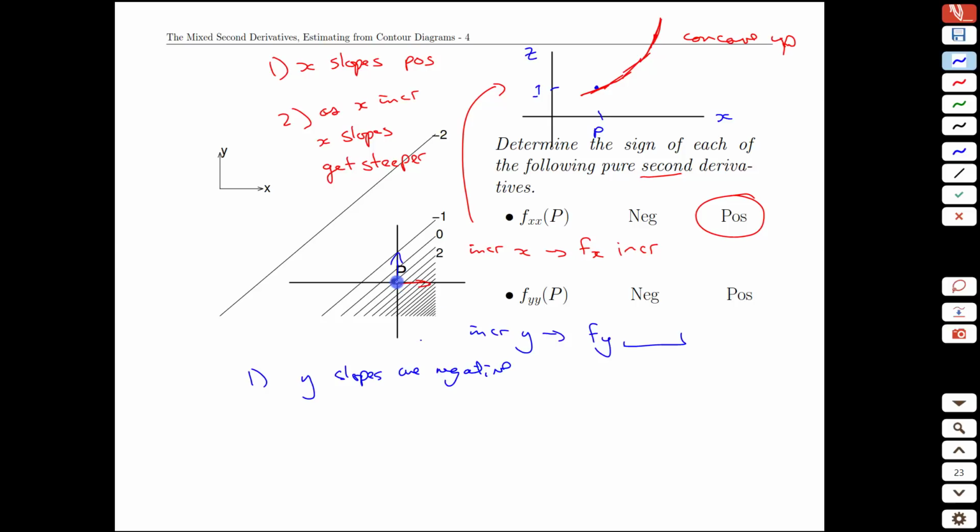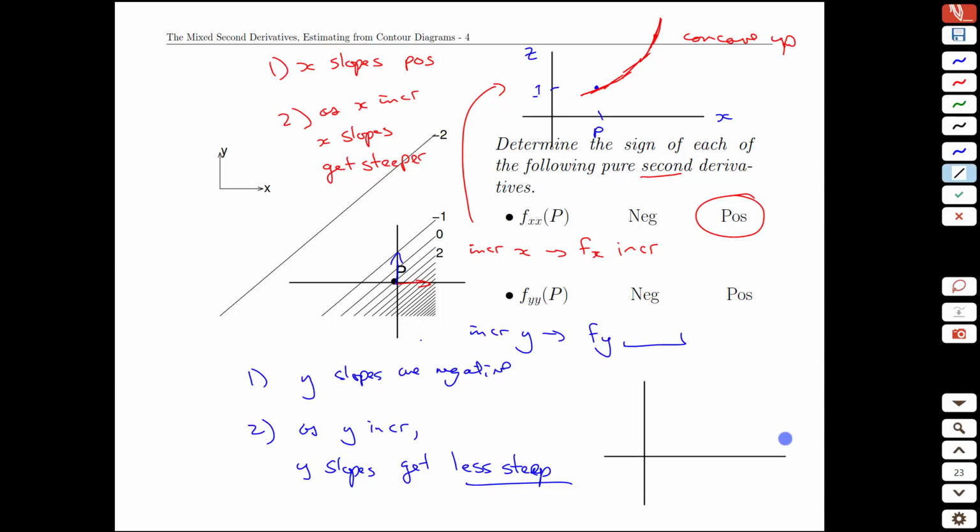All right. As we go this direction, we go from 1 to 0 to -1. The second component is that the y slopes, as y increases, get less steep or more steep. Well, as we move out here, the contours get further apart. And so we get slopes that are less steep. Okay. Well, if that's the case, we can actually draw that picture now with y versus z and pick our point P.